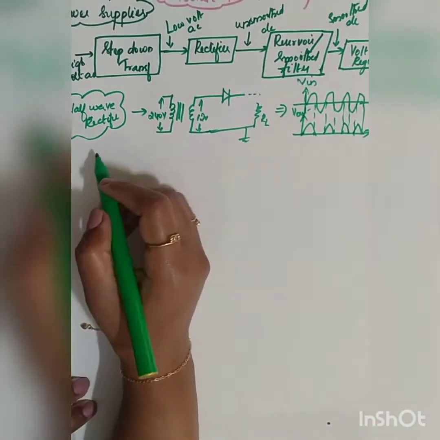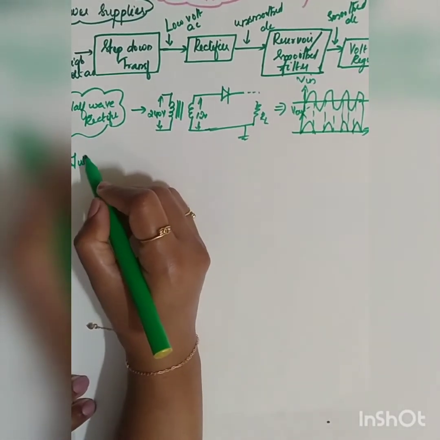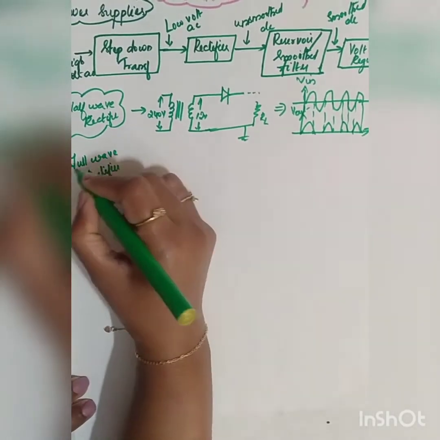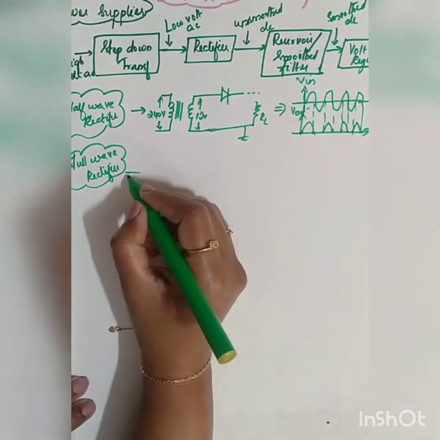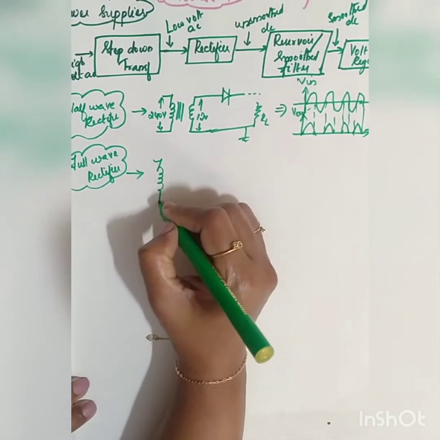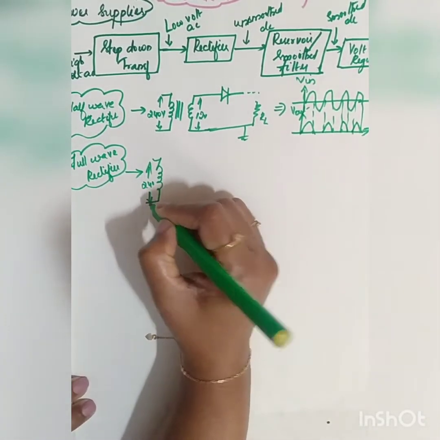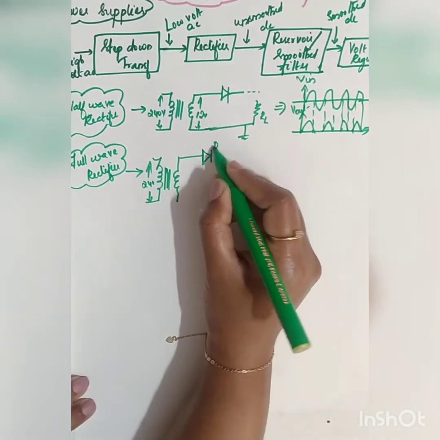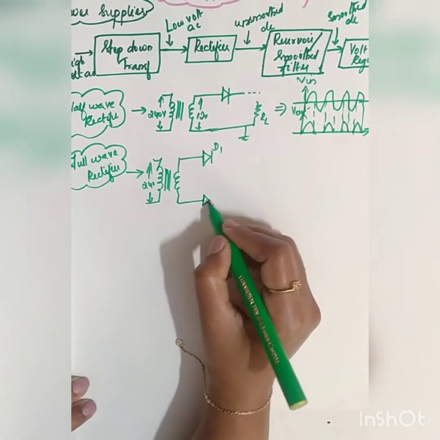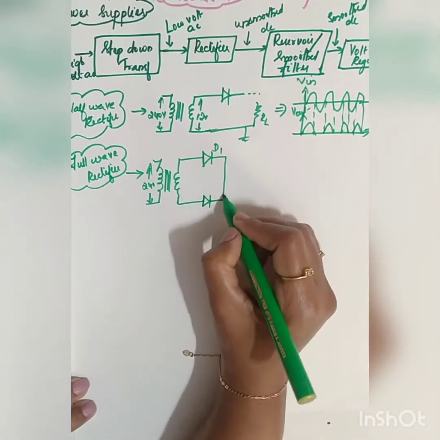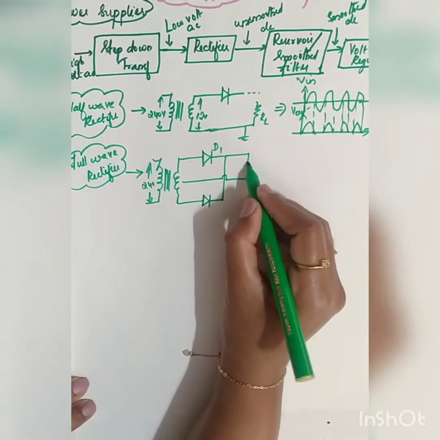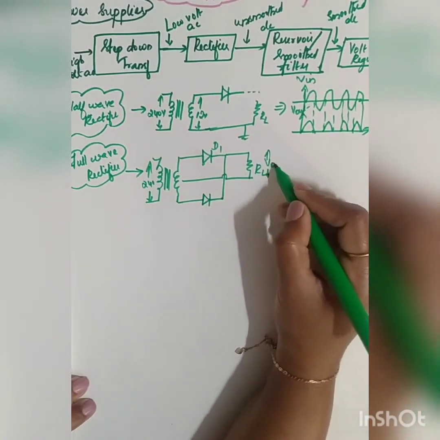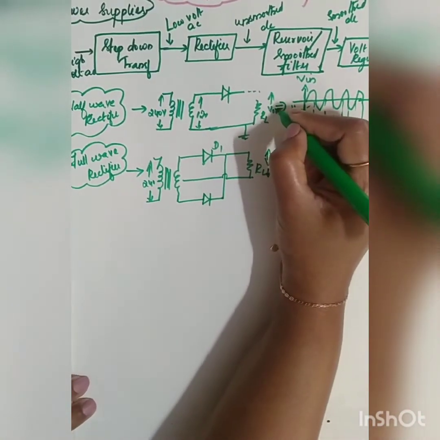Now the second diagram was your full wave rectifier, biphase, right? Under the full wave rectifier you used two diodes. 240 volt, with a center tapped transformer, diode D1 and diode D2. Then it was center tapped and you connected it to the RL. So this was your V out. Here also this was your V out.